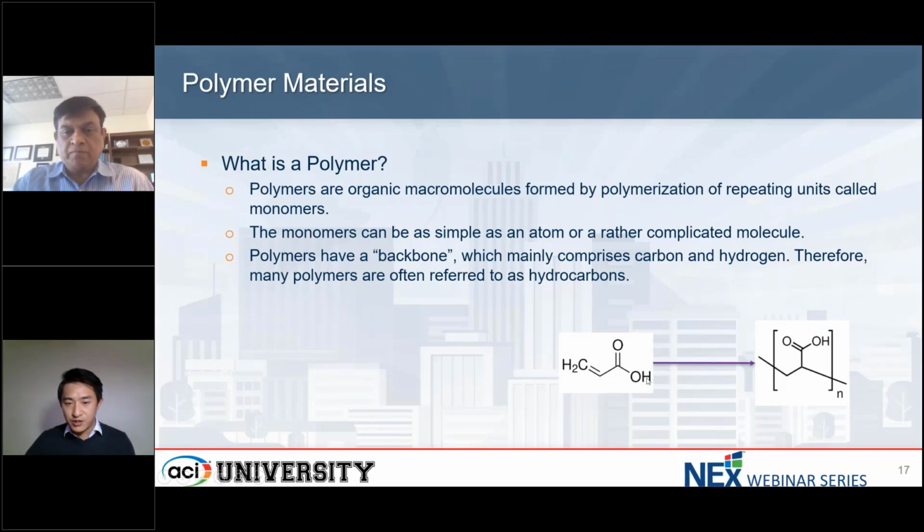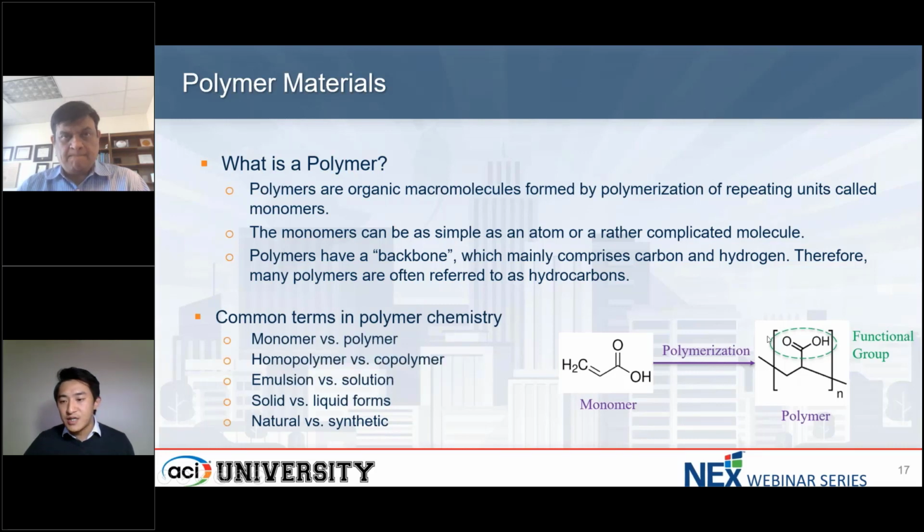I have a structure here, and as an example, you can see this is a simple polymer. After polymerization, the carbon-carbon double bond breaks and then links with other same molecules to form a polymer. We name polymers by their names, poly-something. That something is usually the monomer, so that we know what polymer it is. These polymers have a functional group, in this case the COOH. These functional groups usually determine the property of the polymer, and eventually their performance.